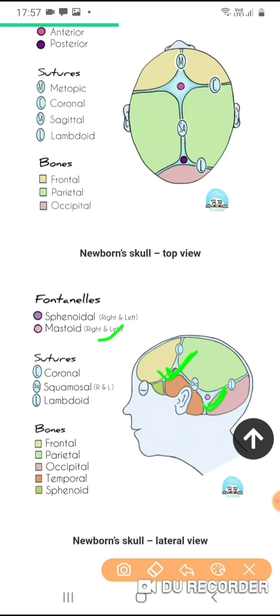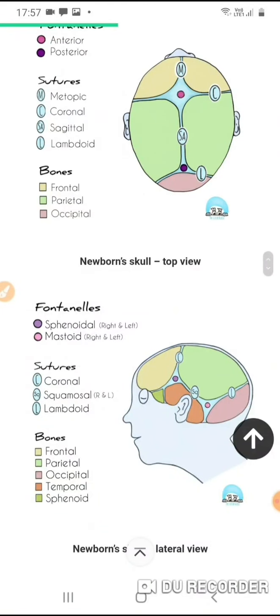Okay. Now after talking about the fontanels, we also discuss the clinical significance of these fontanels.